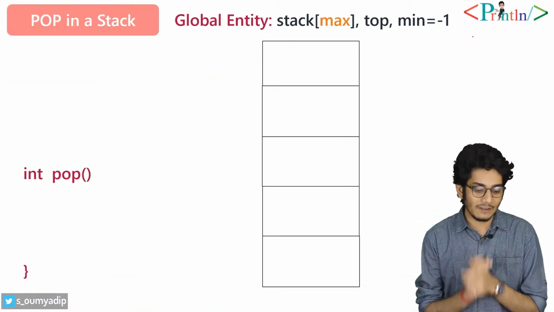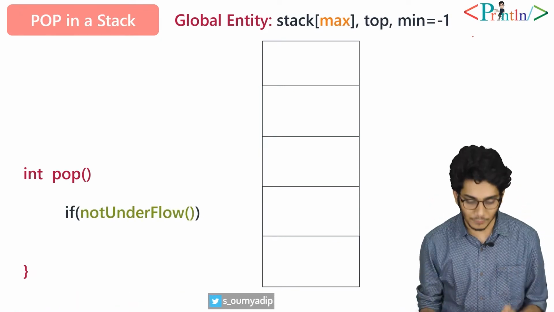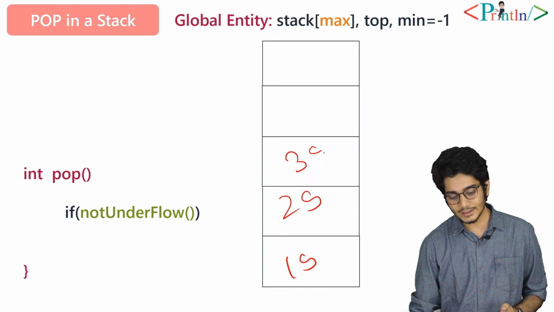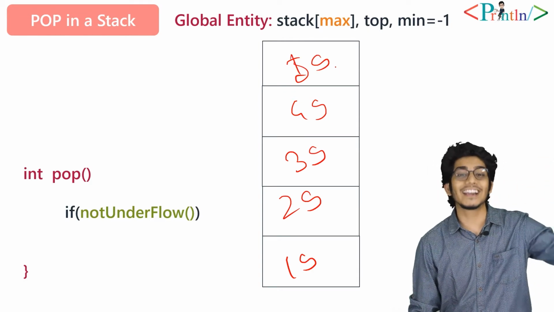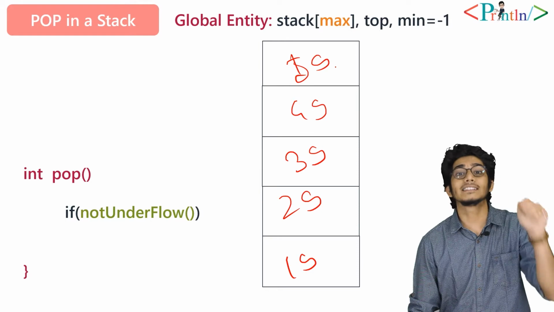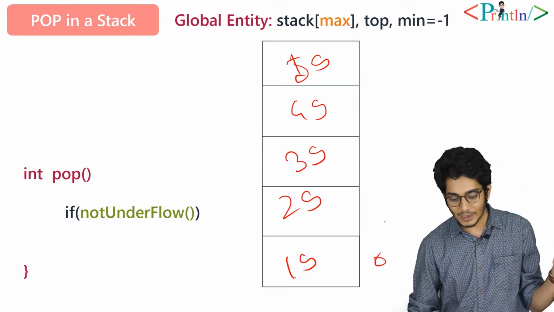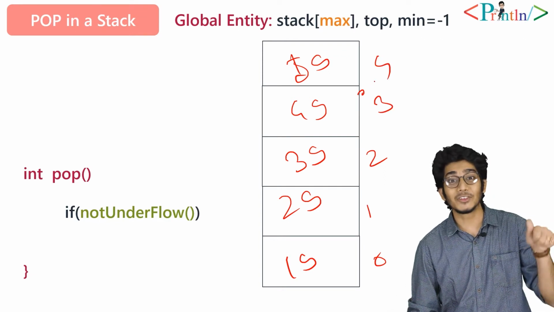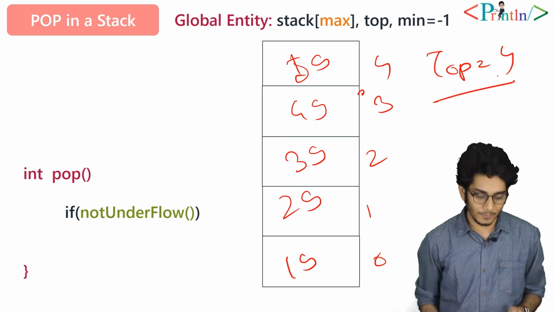So you can see that I have declared one function, that is pop, and another function that is not underflow. So let's say that we have 19, 29, 39, 49 and 59 within our stack. You just pause this video and again write in the comment section what is the value of the top now. I think you have written your answer. The value of the top will be 4.